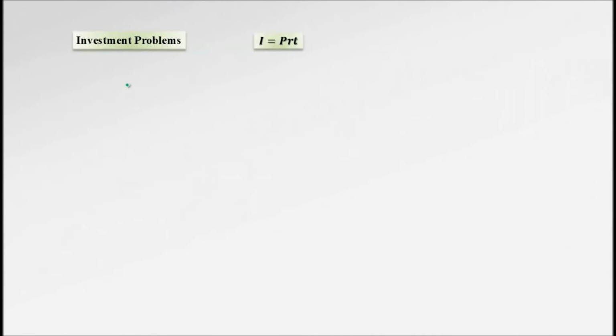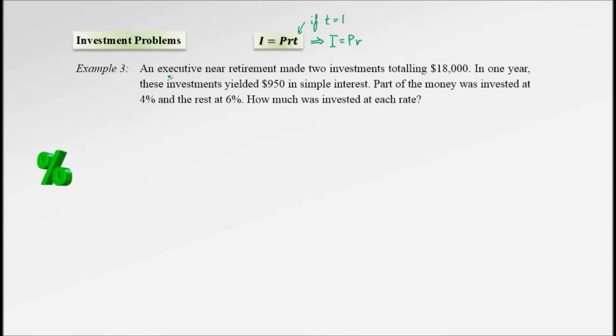The next type of problems will be investment problems. Quite often, investment problems will refer to the formula interest equals principal times rate times time. And even simpler, the time is usually 1. So if t is 1, then our formula becomes I equals P times R. So principal times rate: the amount of money that we put into the account times the rate that the account is paying. Okay, let's try this example.